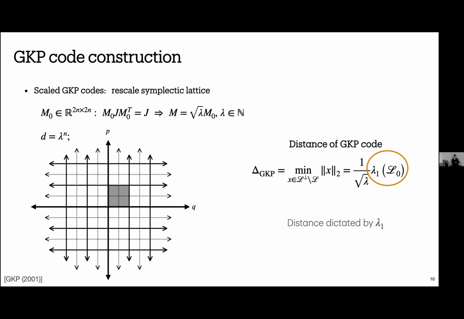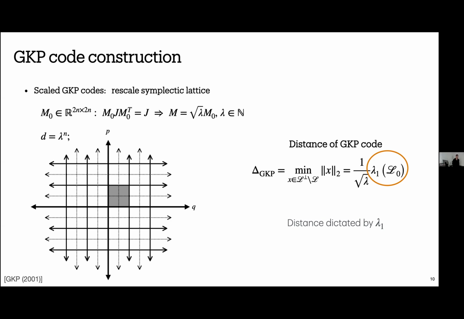Okay, so we're now going to focus a little bit on a simple example. So the most simple way to construct a GKP code, which was also already featured in the original paper by Gottesman-Kitaev-Preskill, is what I call the scale GKP codes.